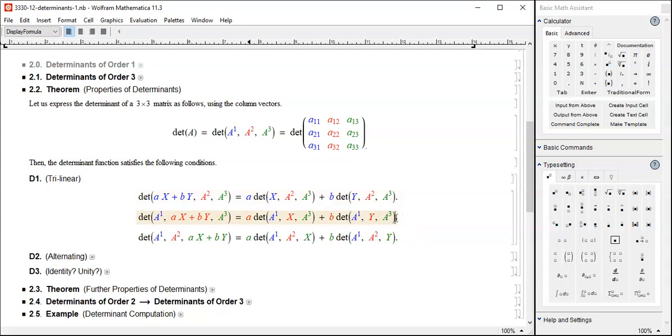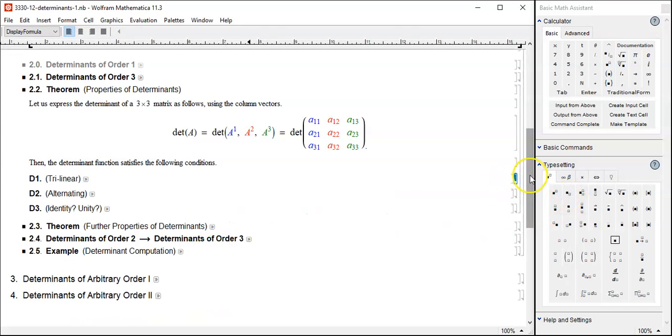Similarly, linear with respect to the second variable. Third, linear to the third variable. So 3 linearities put together, we call it trilinear. These are all examples of multilinear.